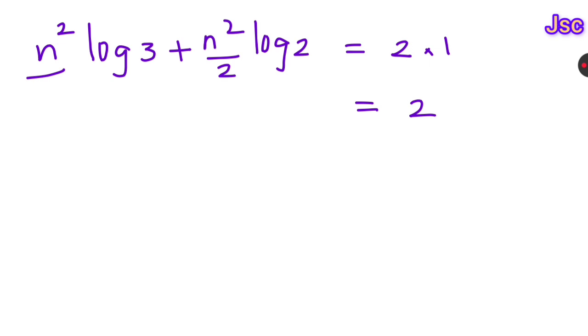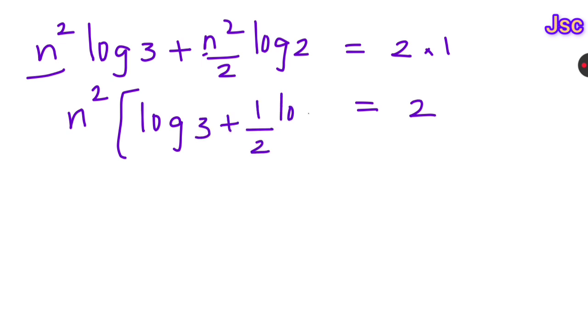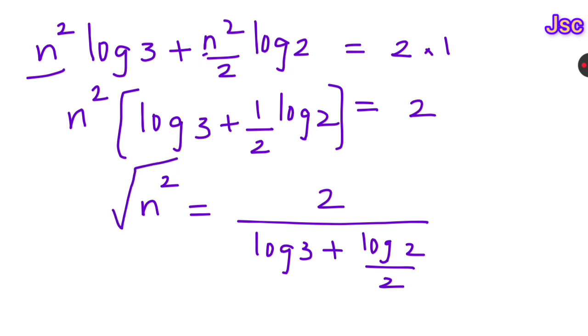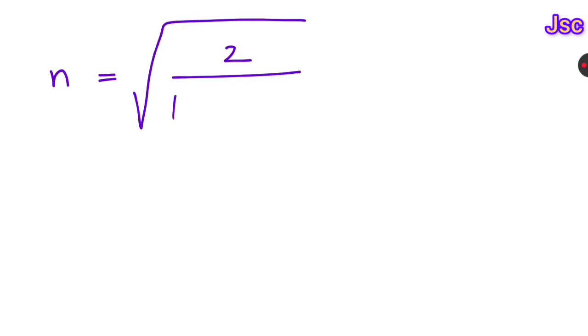And on the left hand side we have n^2 and n^2. So let's take n^2 as common. Then we are left with log 3 plus 1 over 2 log 2, that is equal to 2. Our goal is to find the n value here. So n^2 equals 2 over (log 3 plus log 2 over 2). Let's take square root on both sides because our goal is to find n. Here square and square root get cancelled, so we are left with only n. So n equals the square root of 2 over (log 3 plus log 2 over 2).